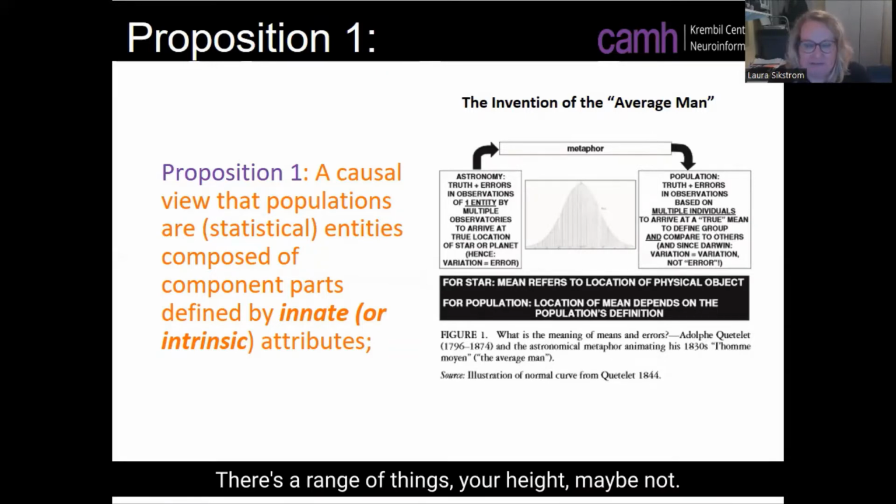There's a range of things. Your height, maybe not.